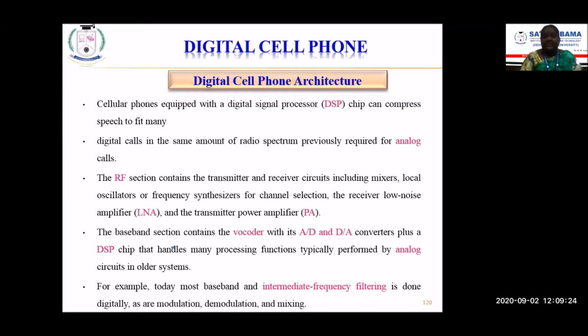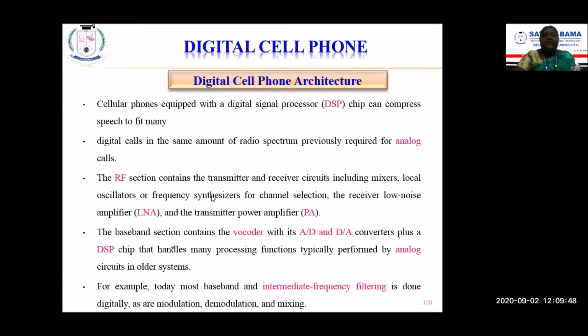The RF section, that is the radio frequency section, contains the transmitter and receiver circuits, including the mixers, the local oscillators, the low noise amplifiers, and the transmitter power amplifiers. These are the components of a digital cellular telephone. We have two sections: the first one is the RF section and the second one is the baseband section.